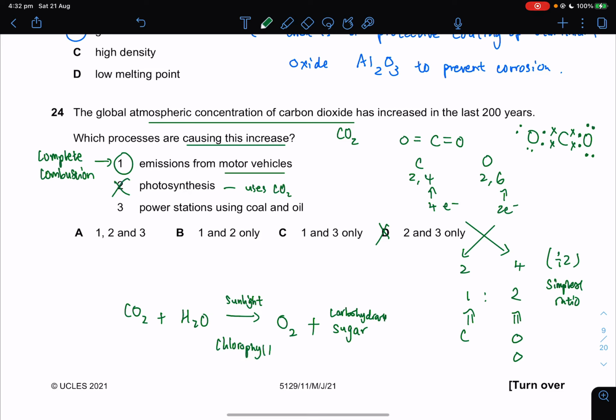So photosynthesis is definitely wrong because you take in carbon dioxide. So 2 is definitely wrong. So we're looking at 1 and 3. Obviously you burn petrol for your power station because we use coal and oil. Coal is carbon, oil is hydrocarbon. So both of them contain carbon, and they'll give you complete combustion, giving you carbon dioxide as a product.